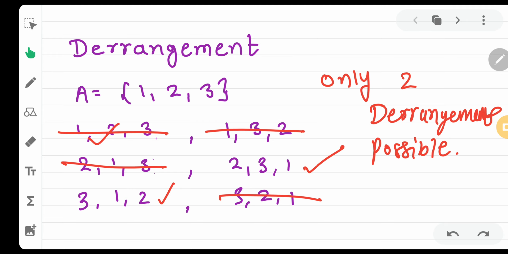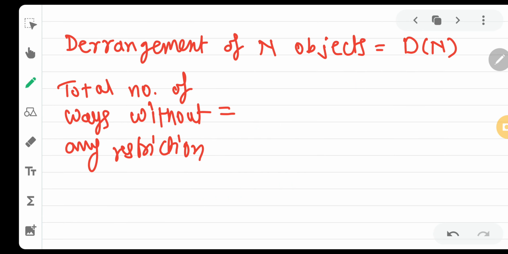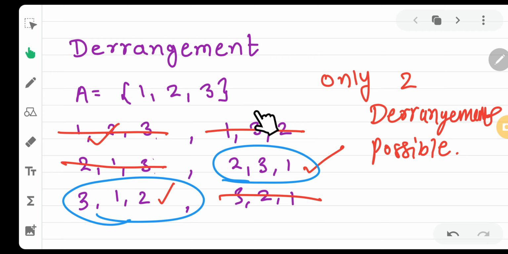But that is composed of two things. One is this particular thing, that is derangement of n objects. So let me write down derangement of n objects. And the other one is these 4 possibilities in which at least one element was at its original position. Like for example, over here 1 is at its original position, 2 is also at its original position, and 3 is also at its original position.